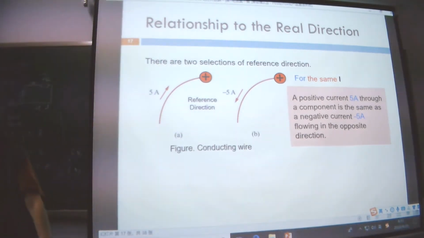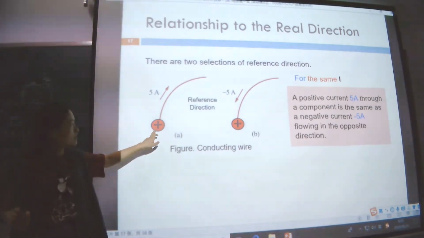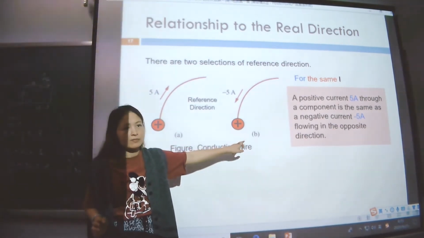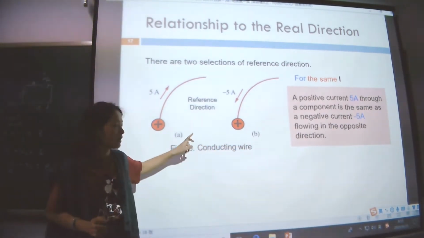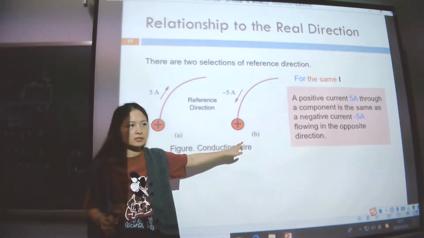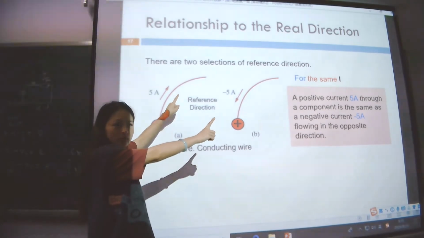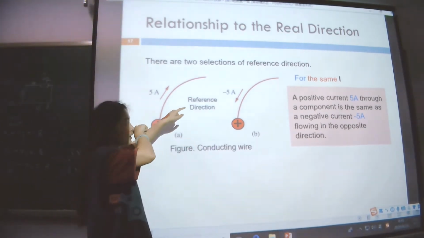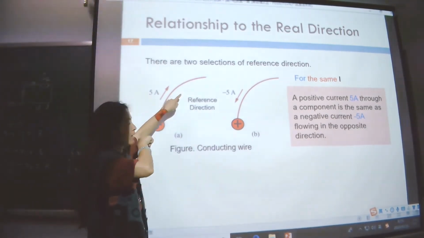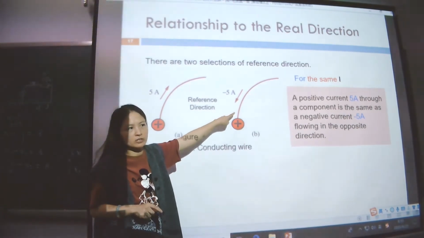You know? Can I get an explanation? Okay. It's actually the same. So here, this one and this one, the figure is the same. We have the same charge, right? When it moves, we have the same real current direction. But the arrow is the reference direction.